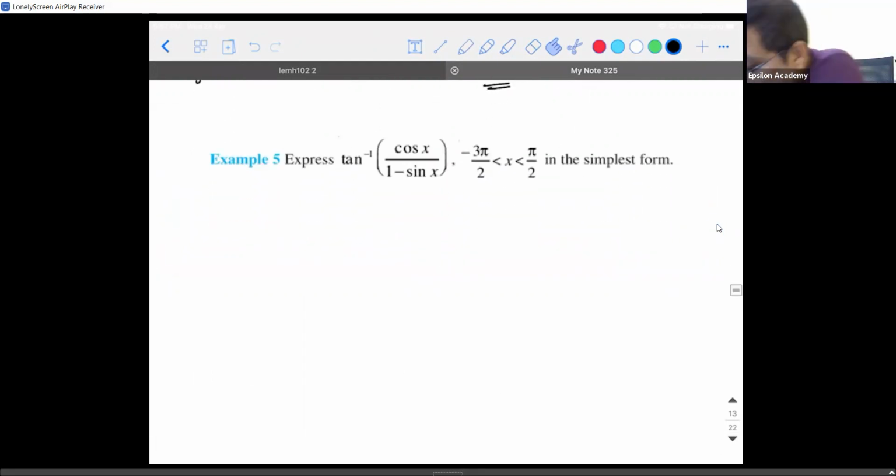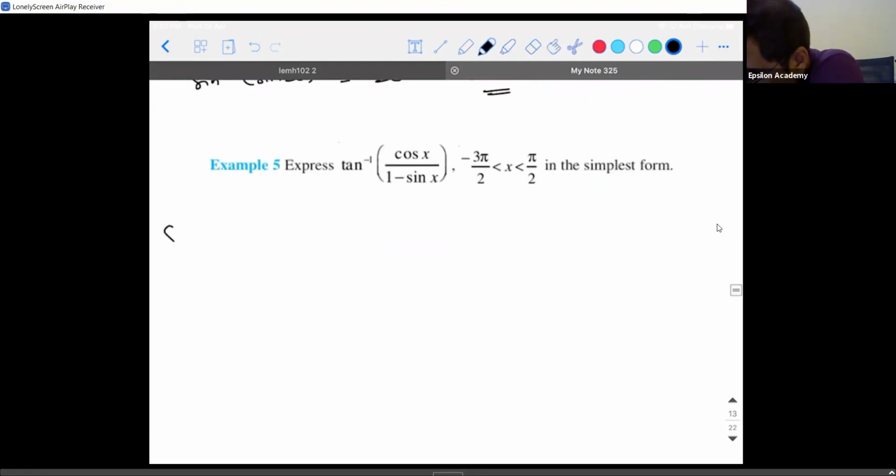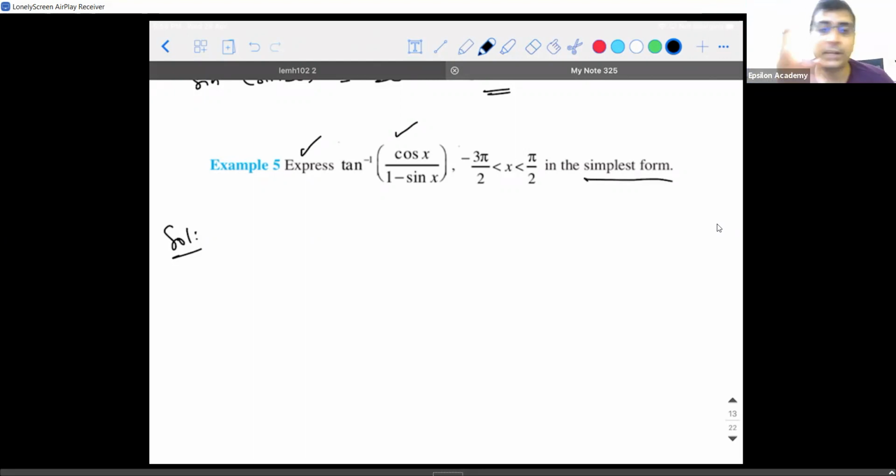Okay, solution. So they will ask you to express an inverse trigonometric function in simplest form. What they mean by simplest form is eliminating the inverse function. That is, your final answer should not have tan inverse. Make a note of this pointer. Wherever they say express an inverse trigonometric function in its simplest form, they're trying to say you eliminate the inverse trigonometric function. That is, tan inverse should get eliminated.